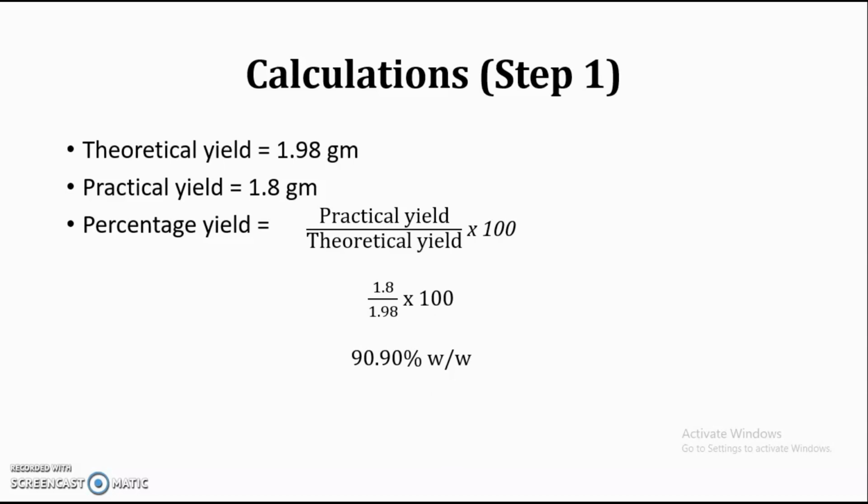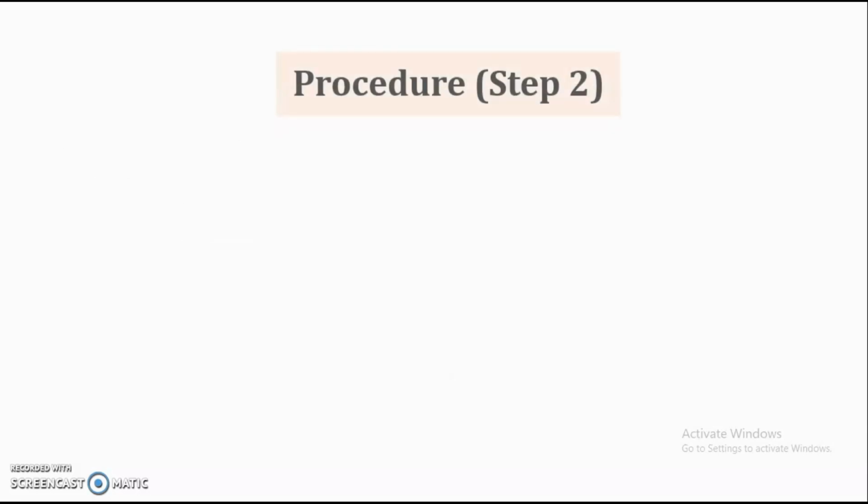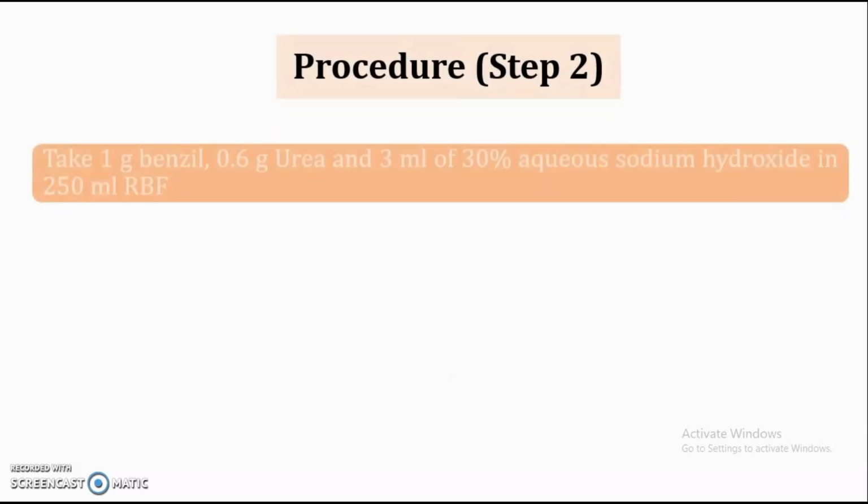Okay, that can be tabulated in the form of the result. So here we have completed step 1, where we have seen the procedure for the synthesis of benzil from benzoin. Now whatever benzil we get in step 1, we will be using the same for step 2, that is the synthesis of phenytoin. Now we will see the procedure for step 2.